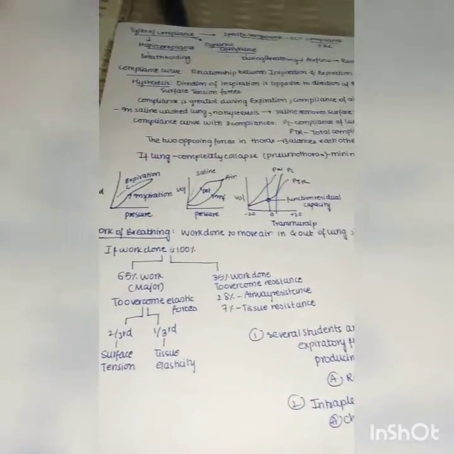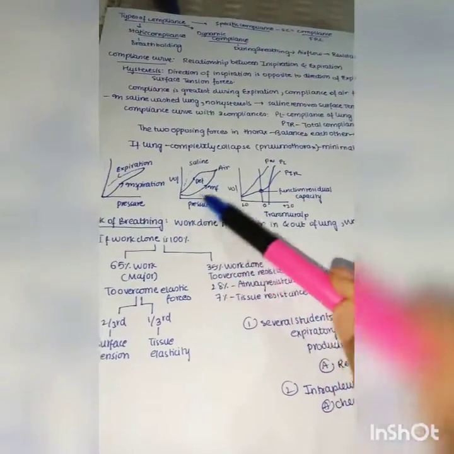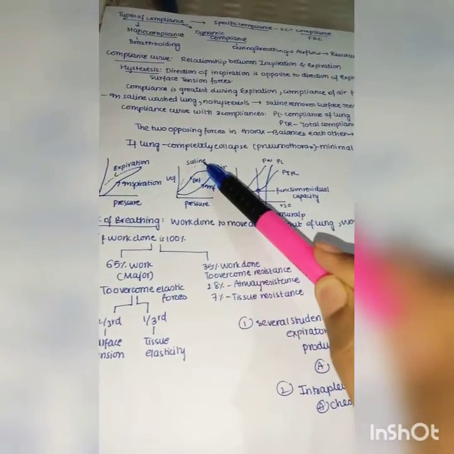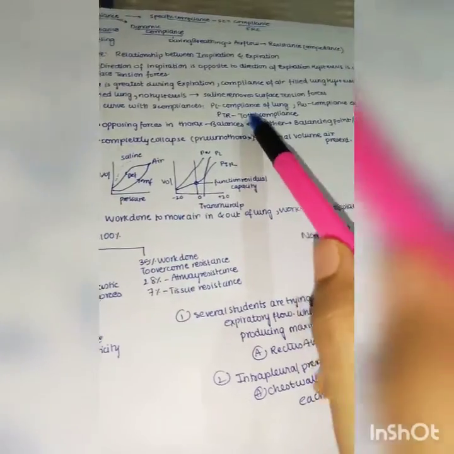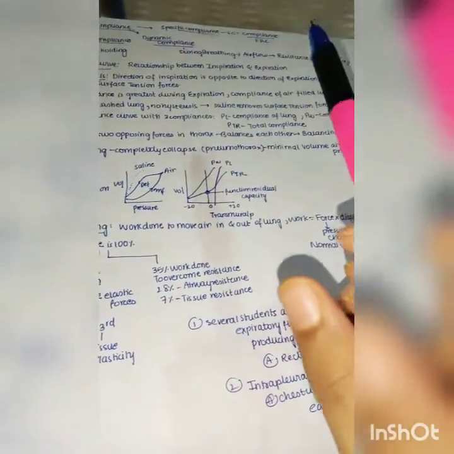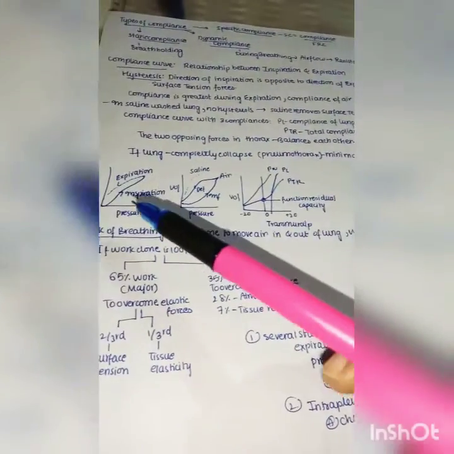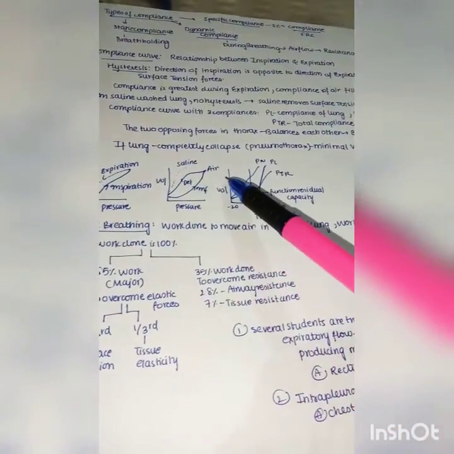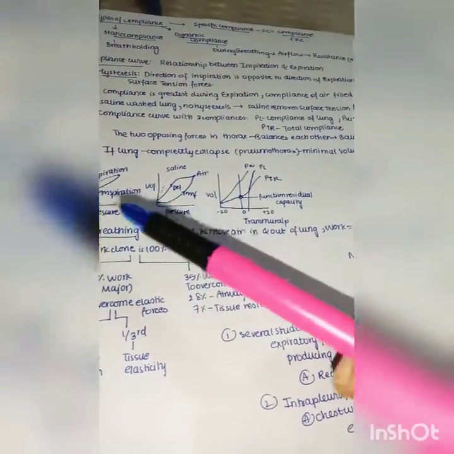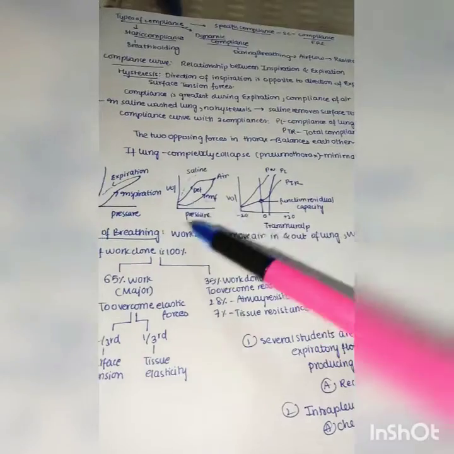In an air filled lung, hysteresis is present. In a saline washed lung, no hysteresis is seen. Here you can see the graph of the saline washed lung, with no hysteresis. Saline removes the surface tension. Always remember, because of surface tension only the hysteresis is formed. Here we remove the surface tension, so there is no hysteresis in the saline washed lung.